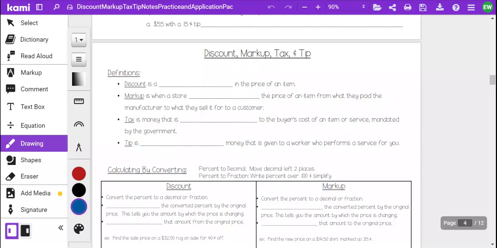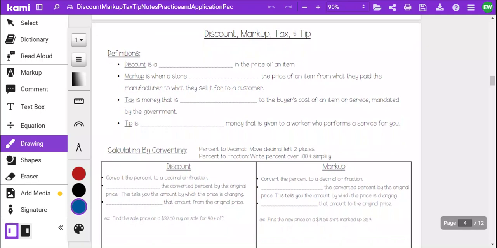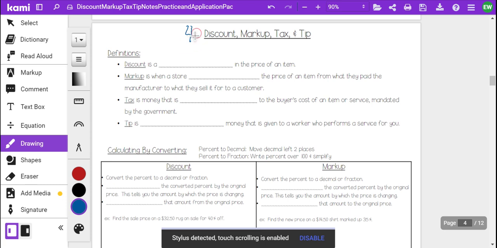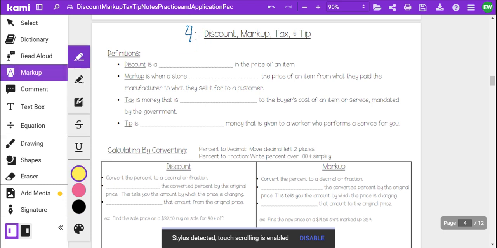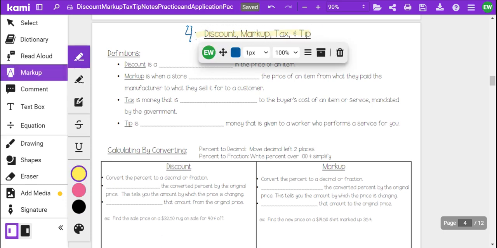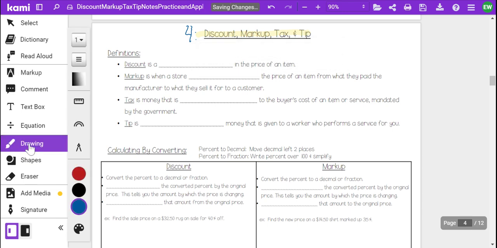Hi, we're going to do the notes for discount, markup, tax, and tip. Please make sure that you are on the page that starts with the definitions for discount, markup, tax, and tip. This is lesson 4. Your practice in Alex is going to match this lesson number 4, discount, markup, tax, and tip.